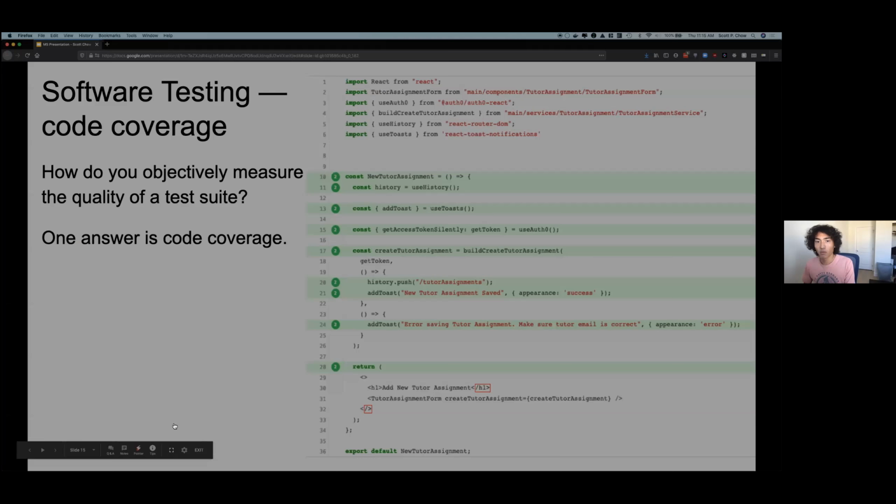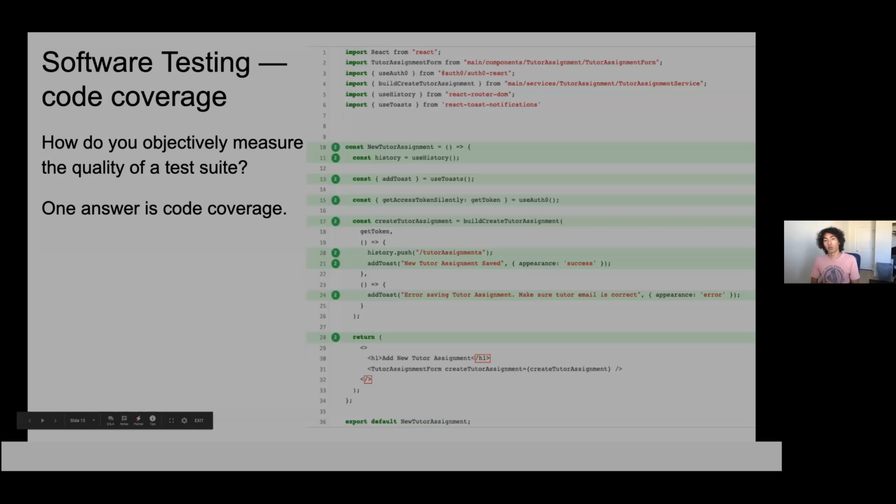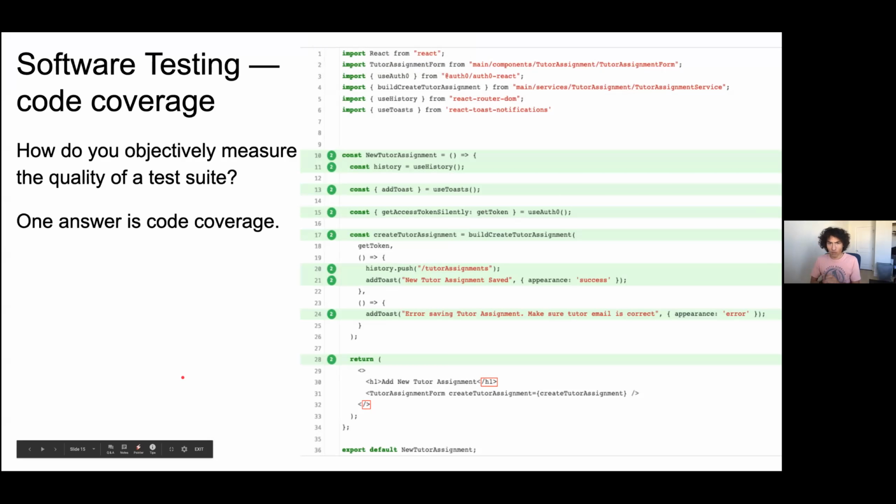Let's put that back. The goal of code coverage is fairly simple. If you don't run code, you can't catch bugs in it. Code coverage works by counting the number of times a line is executed during the execution of the test suite. So the number twos we see here mean that this line of code was called twice over the course of many tests.